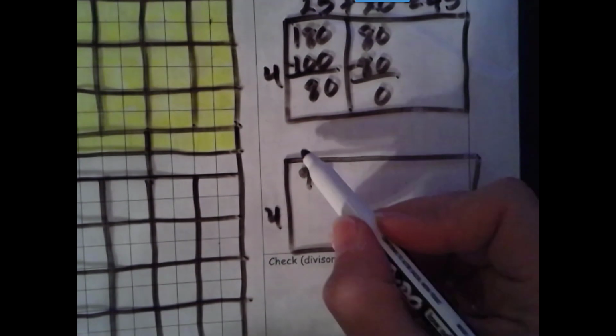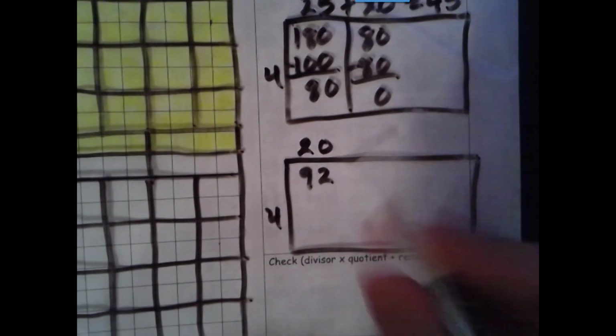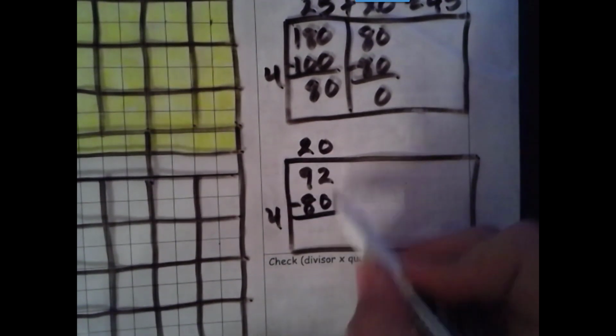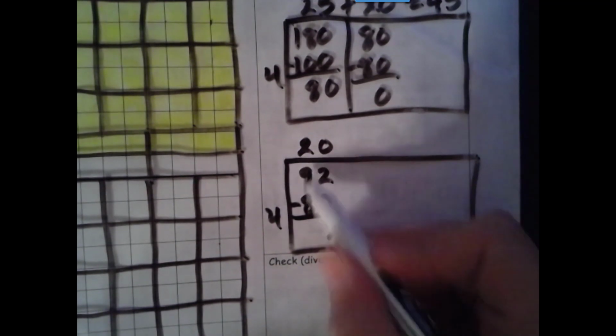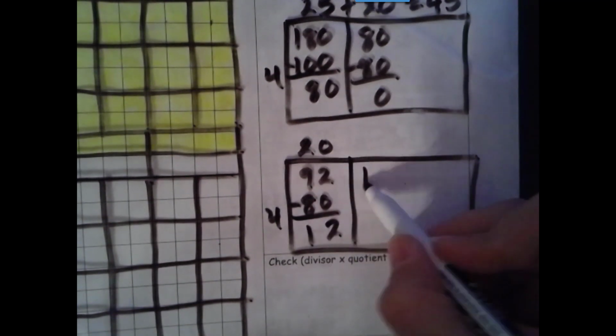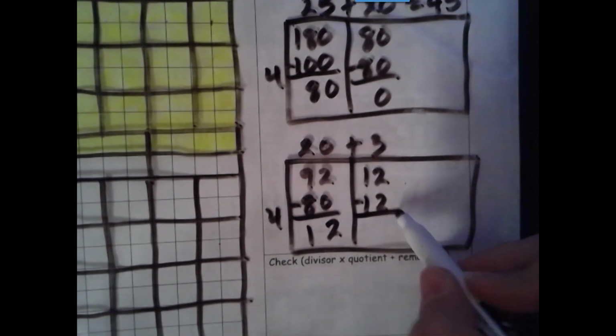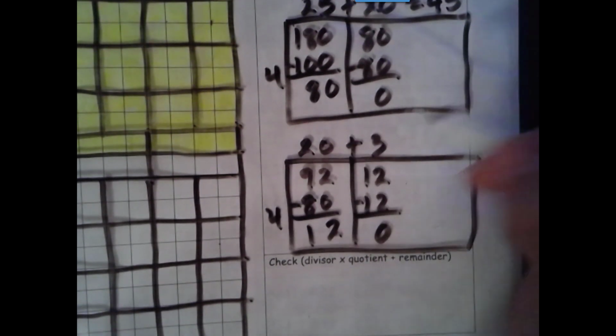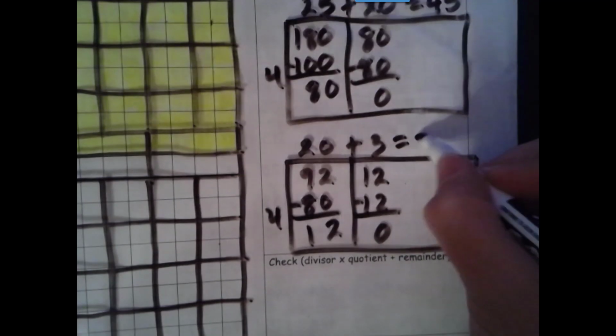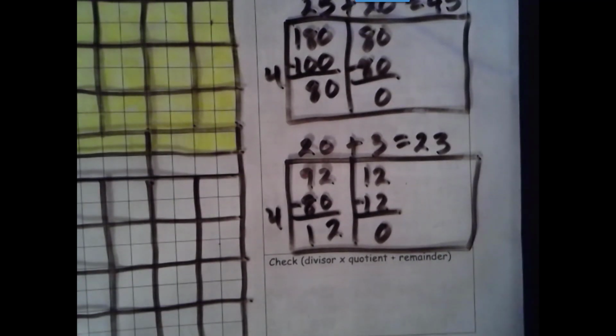Okay, here, let's do 20 times 4 is 80. We're on top, no need to stop. And then 3 times 4 is 12. Numbers the same, zeros a game. Add these partial quotients together, I get 23.